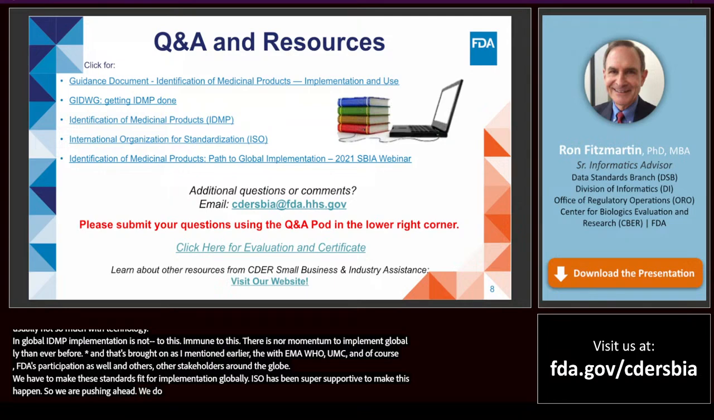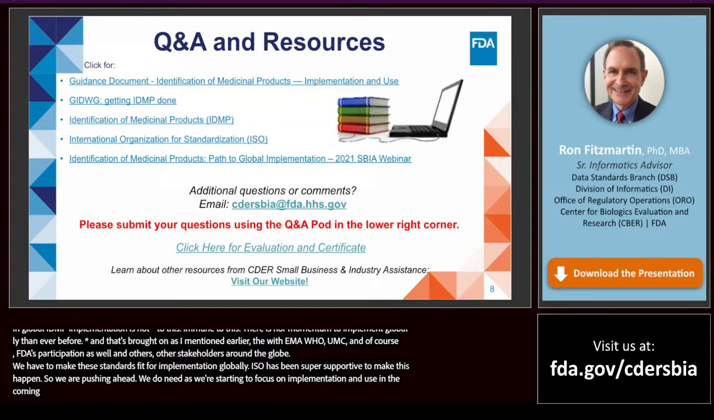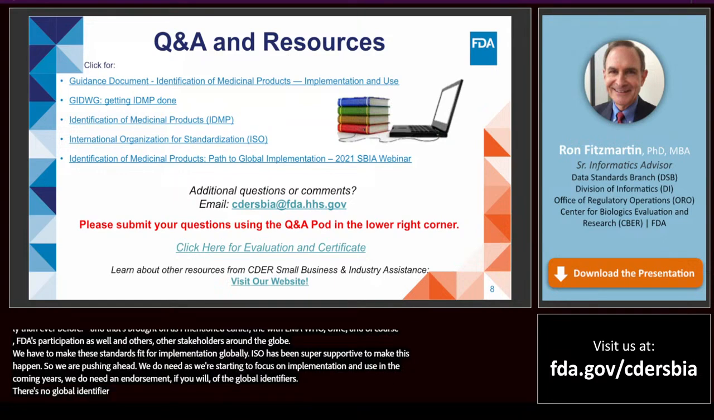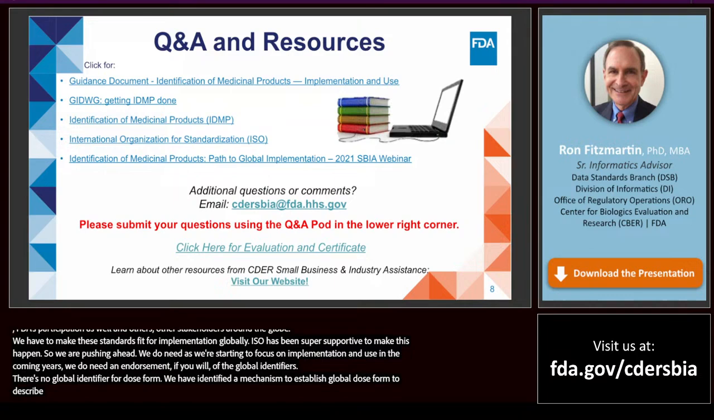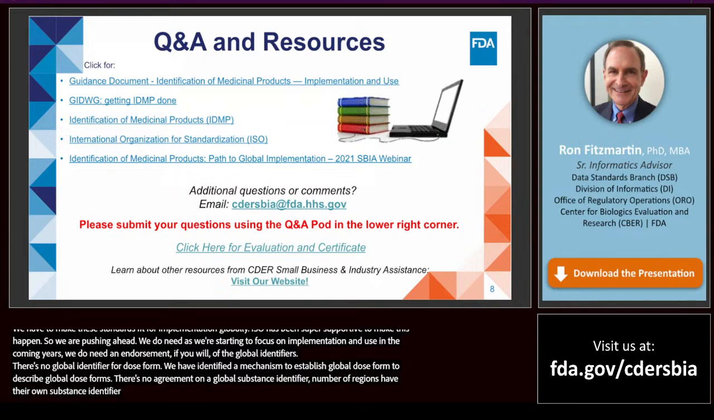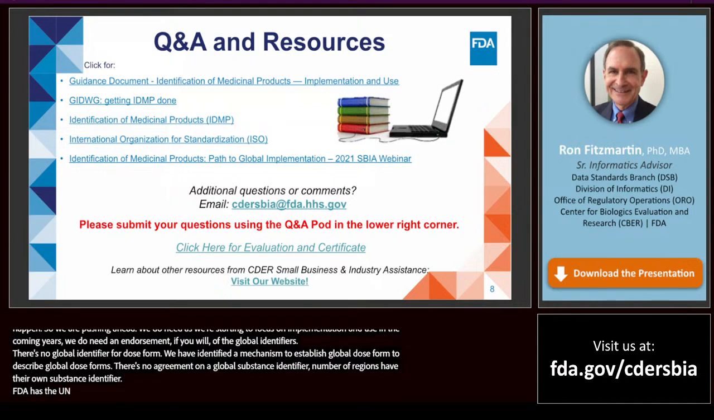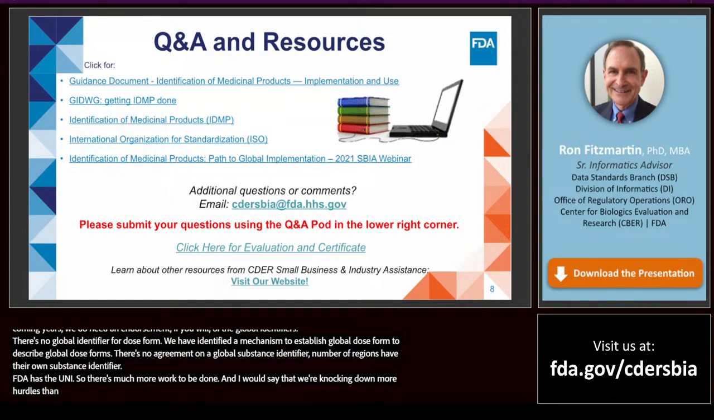As we're starting to focus on implementation and use in the coming years, we do need an endorsement, if you will, of the global identifiers. There's no global identifier for dose form. We have identified a mechanism to establish global dose forms. There's no agreement on a global substance identifier. A number of regions have their own substance identifier. FDA has the UNII. So there's much more work to be done. And I would say that we're knocking down more hurdles than are going up. Thanks, Ray.